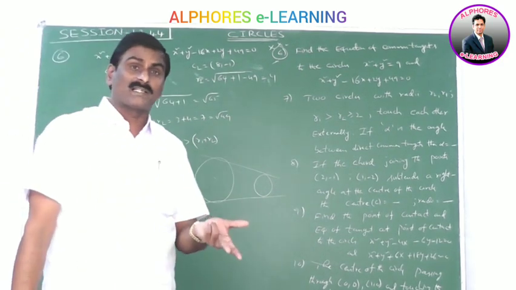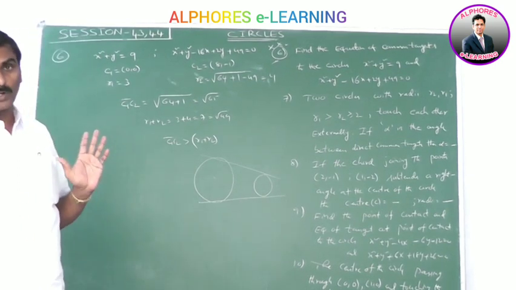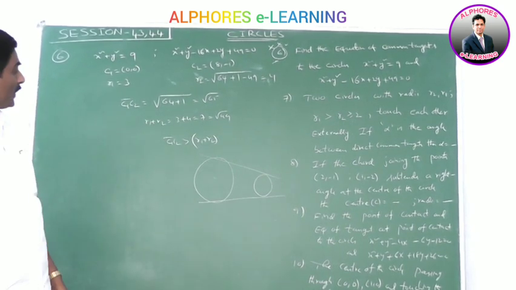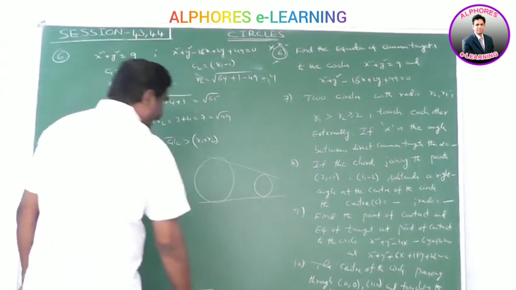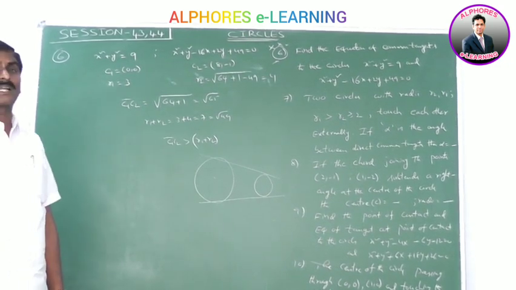Two direct common tangents and two transverse tangents, so 4 options are available in this case: 1 is correct, 2 are correct, 3 are correct, or 4 are correct. In this case, to find the direct common tangents, we follow this method. First we find the equation of the direct common tangents.